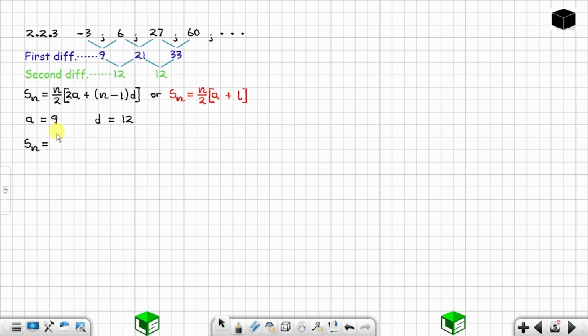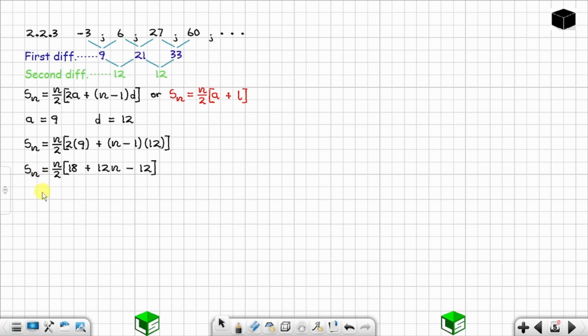Sn is equal to n over 2, right? You have your square bracket, 2 times A, so A is 9, so 2 times 9, plus you have n minus 1, times D, D is 12. You close your square bracket. You can carry on. Sn is equal to n over 2. You have, this is 18, right? 2 times 9, 18. Plus, you have 12 times n, which is 12n. You have 12 times negative 1, which is negative 12. You close your square bracket.